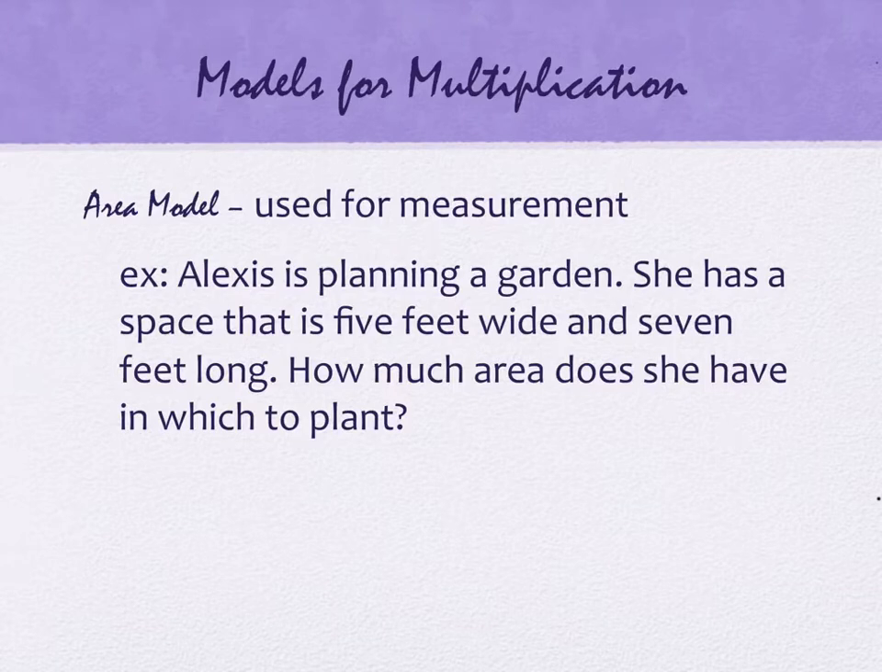Alexis is planting a garden. Did you know that, Alexis? Isn't that exciting? She has space that's 5 feet wide and 7 feet long. So we're measuring space, we're not measuring objects. Do you guys see the difference? The imagery is still quite similar, but we're measuring objects in the other one, and we're measuring space in this one. The question is then, how much area does she have in which to plant?